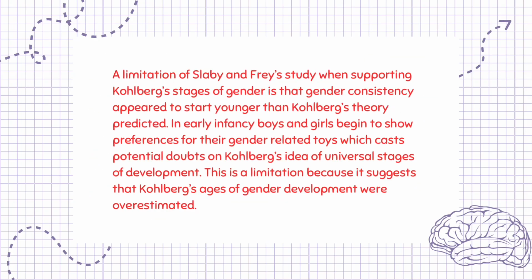A limitation of Slaby and Fry's study when supporting Kohlberg's stages of gender is that gender consistency appeared to start younger than Kohlberg's theory predicted. In early infancy, boys and girls begin to show preferences for their gender-related toys, which casts potential doubts on Kohlberg's idea of universal stages of development. This is a limitation because it suggests that Kohlberg's ages of gender development were overestimated.